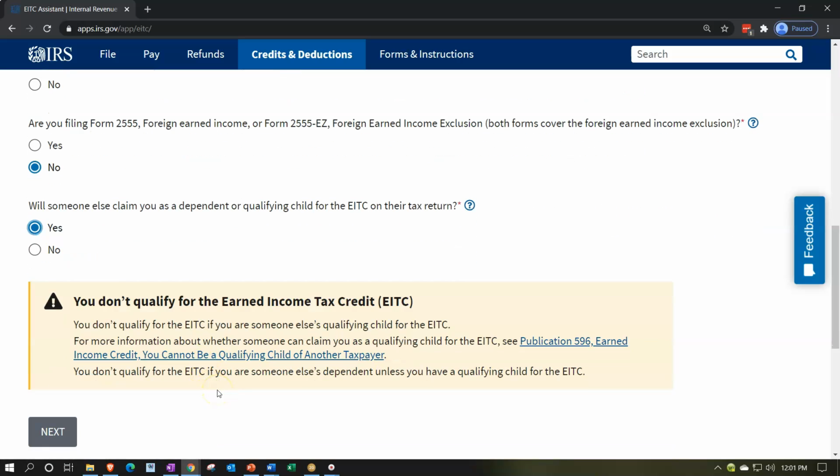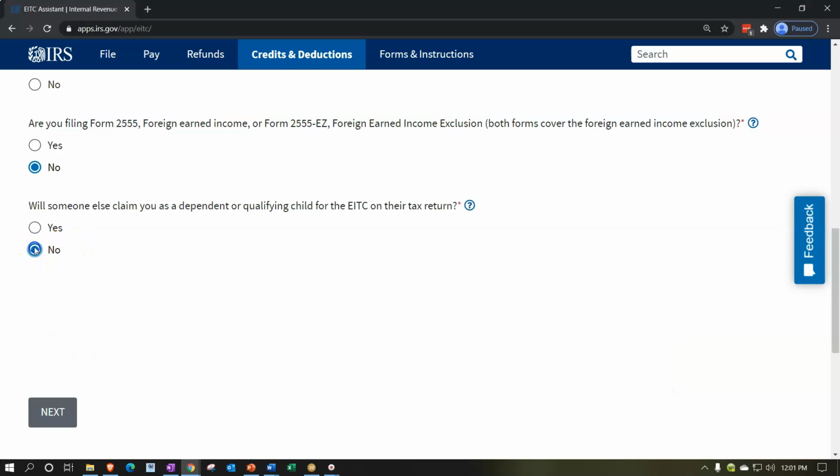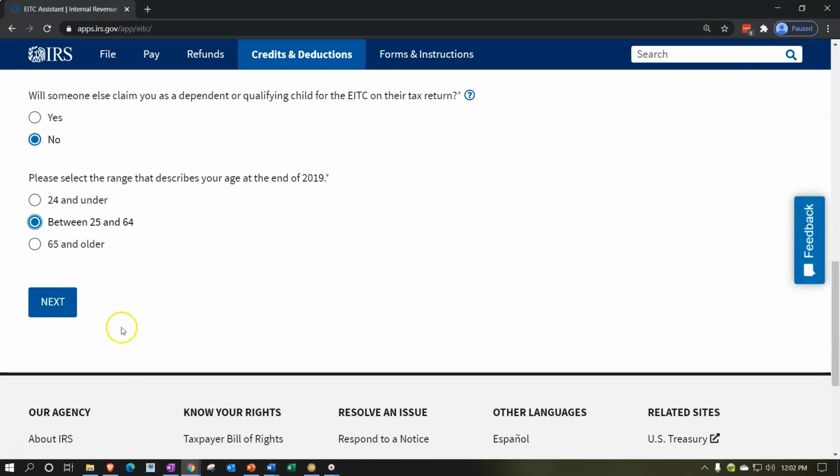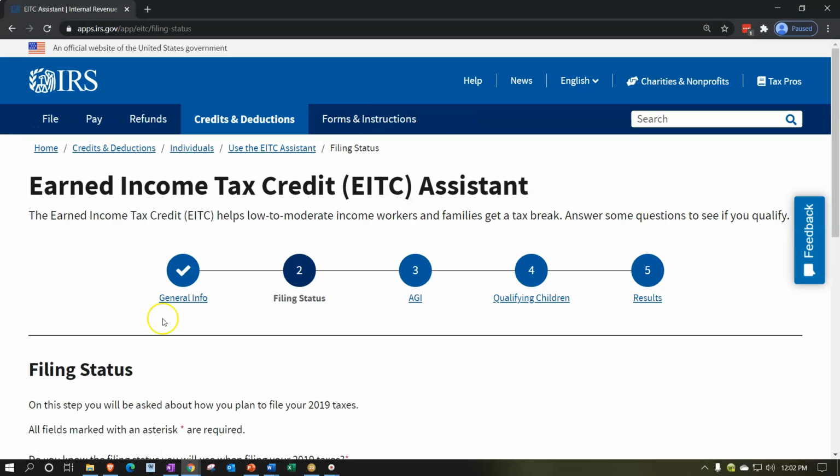You don't qualify for the earned income tax credit. And I hit the wrong one. I said yes, we could be a dependent. So I'm going to change that to no, and then we'll keep on going here. Please select the range that describes your age at the end of 2019. 24 or under. This is the rule for someone who doesn't have any dependents, where we might need to be within this range. So we're going to say we're within this range. I'm going to say next.